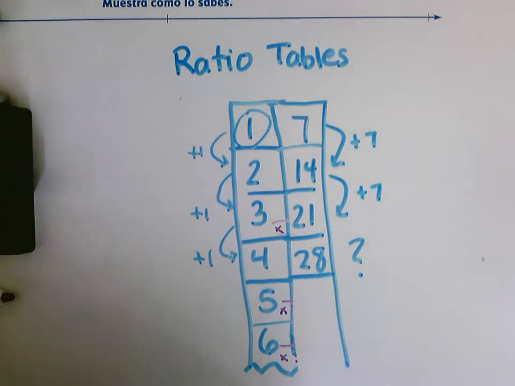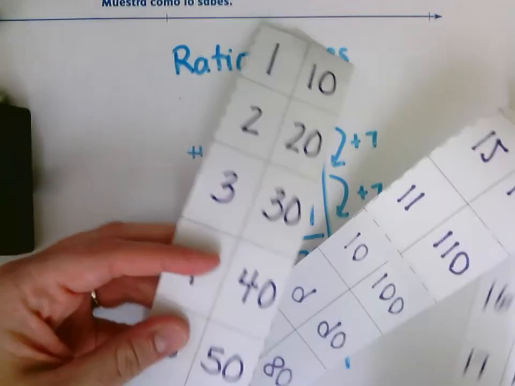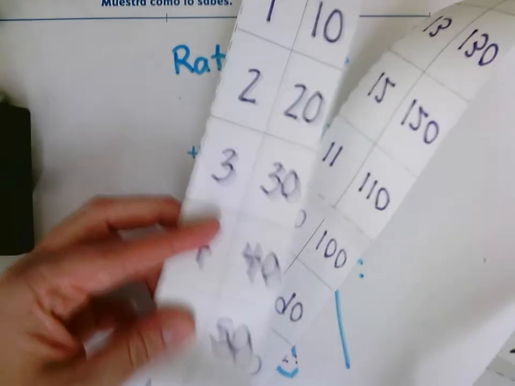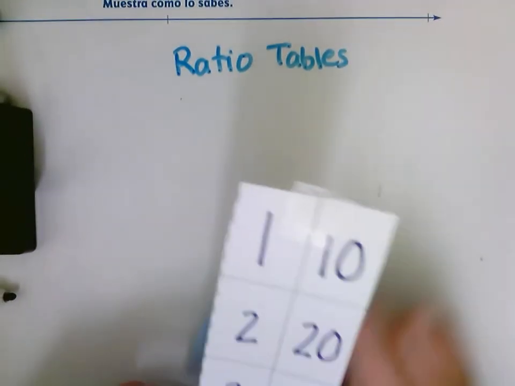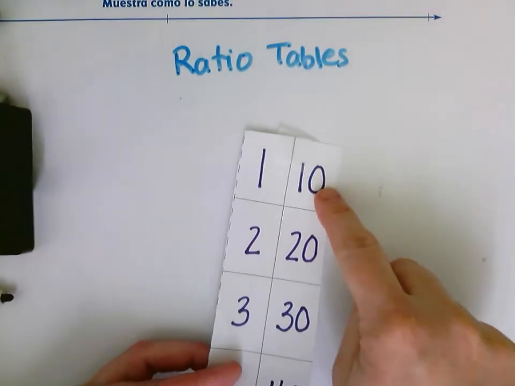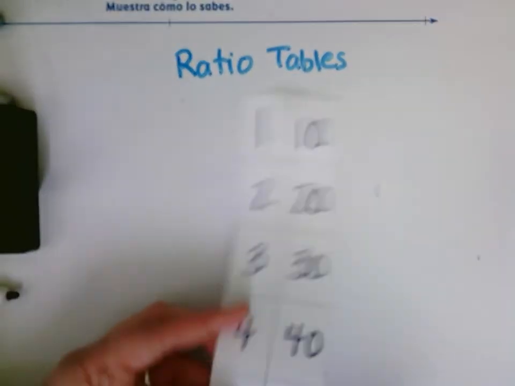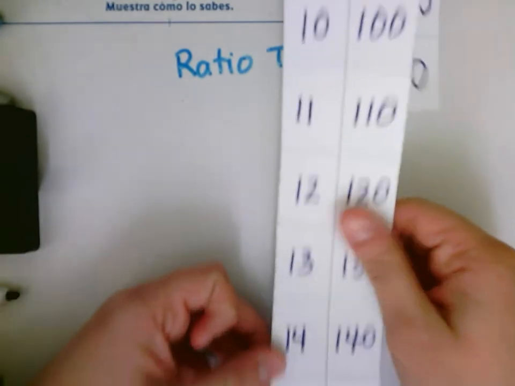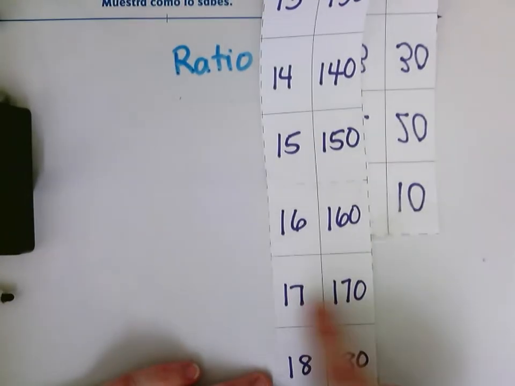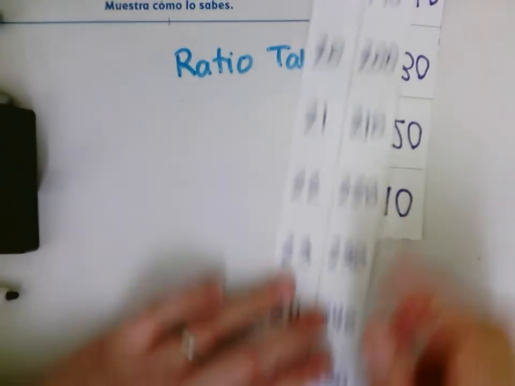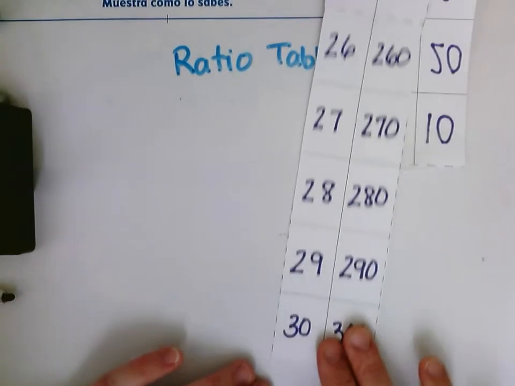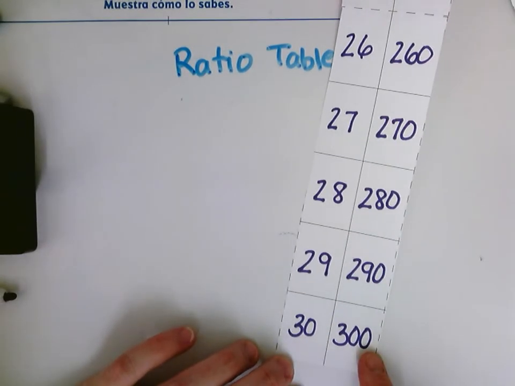If we were in class, we would be making a ratio table on paper. And we would be going, this was an example of a ratio table of 10s. 1 10 is 10, 2 10s is 20, and so on. 17 10s is 170, 18 is 180, and so on until we got to our end at 30.